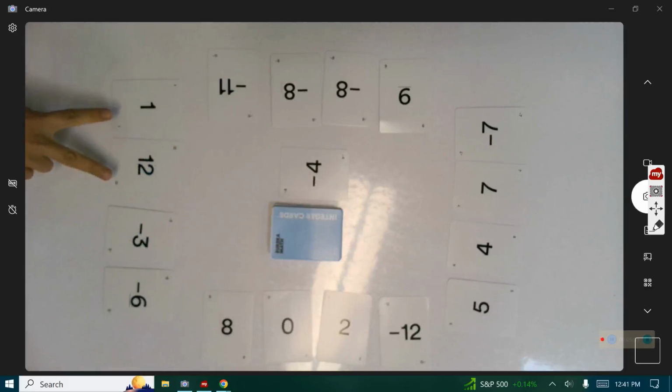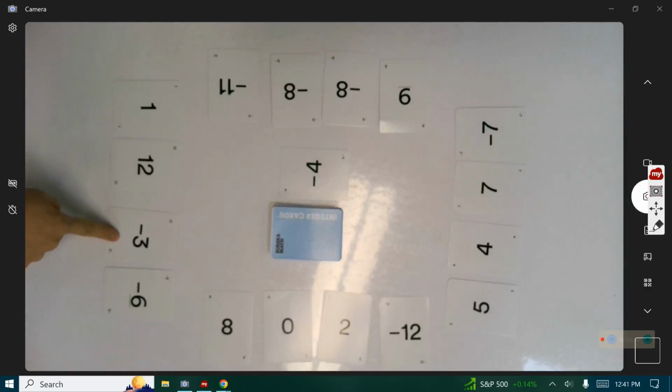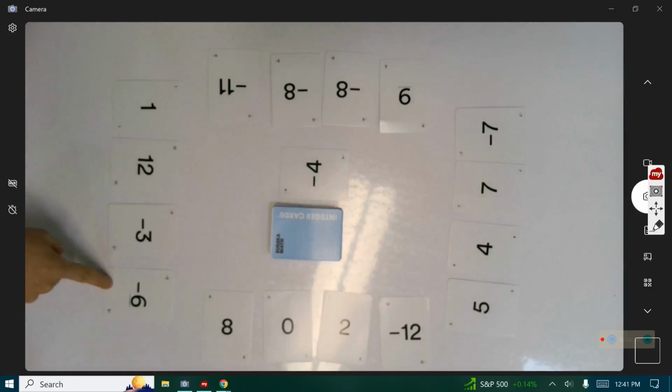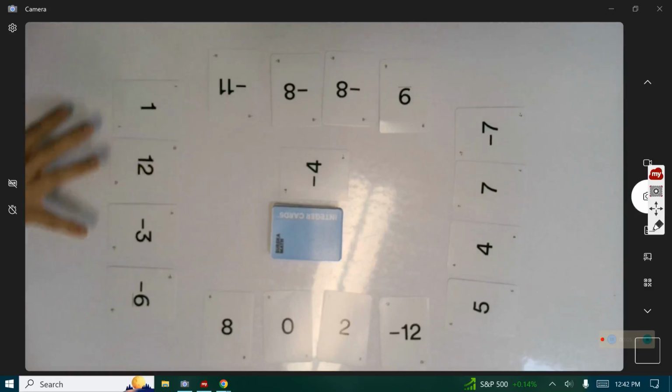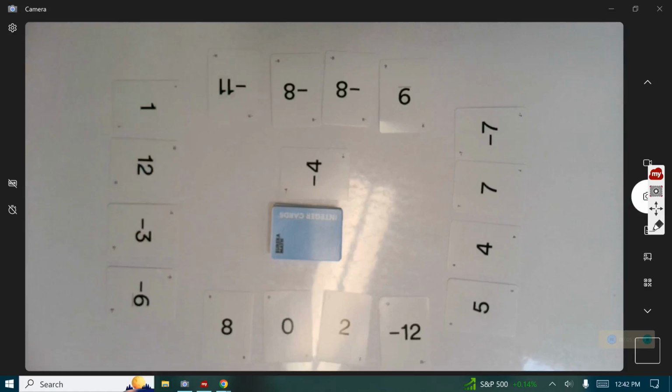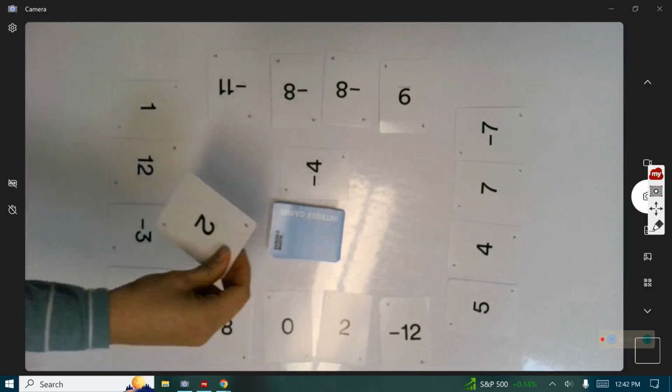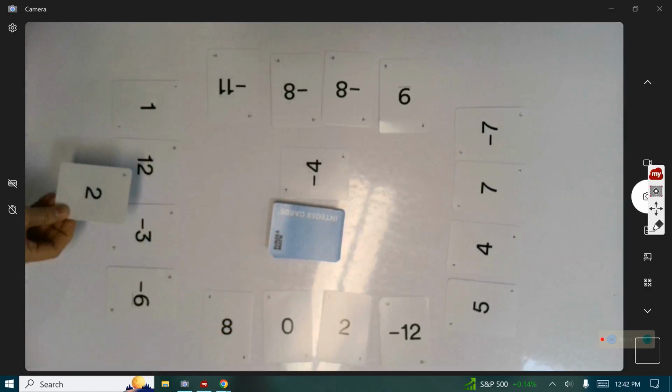This person has 1 plus 12 is 13, plus a negative 3 would be 10, plus a negative 6 would be 4. So we can swap out some of these cards with the discard pile, or we can risk drawing. So they drew a 2.